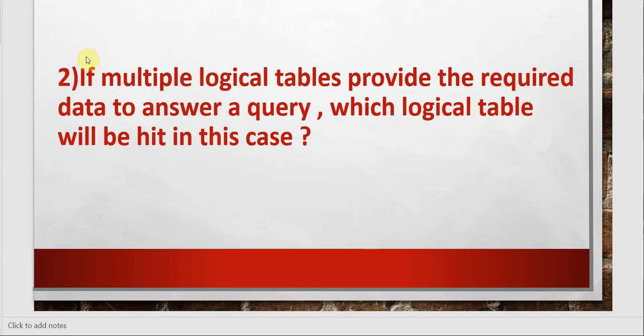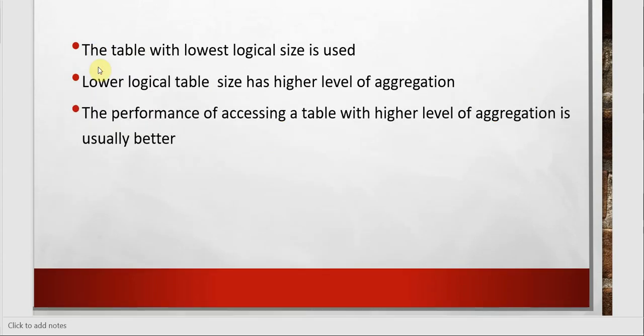The second question is, if multiple logical tables provide the required data to answer a query, which logical table will be hit in this case? The table with the lowest logical size will be hit, because a table with a low logical size has a higher level of aggregation, and the performance of accessing such a table is usually better.